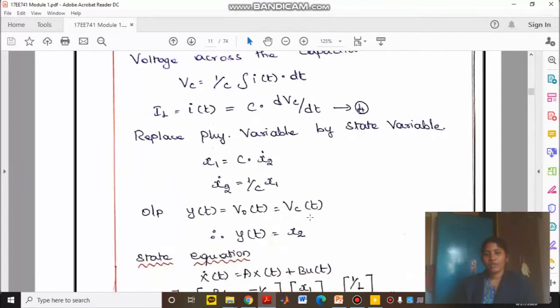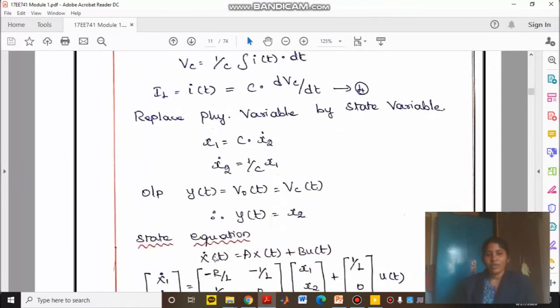Now we know that the state equation is x dot of t is equal to A x of t plus B u of t. Now find the order of the matrices A and B. What is the order of the matrix A? It is the state variable representation, so here n, and this is also n. So the order of the matrix A is n cross n. What is n? The number of state variables. How many state variables do we have? 2 state variables. Therefore the order of the matrix A is 2 cross 2.